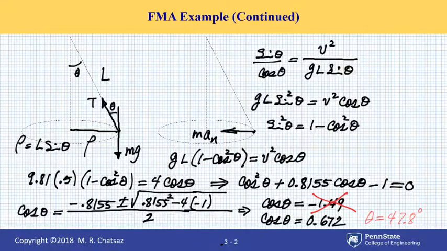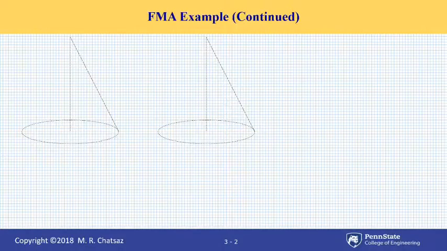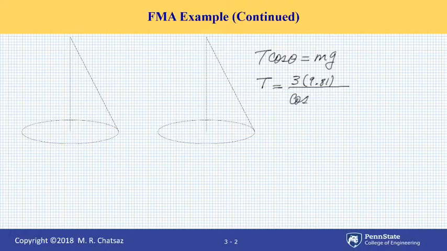Now, continuing to the next page, if I use the first equation, which was T cosine theta equals mg, now that I have the angle, I can solve for tension T. Mass was 3 kilograms times 9.81 divided by cosine of 47.8, and this gives us a tension of 44 newtons.